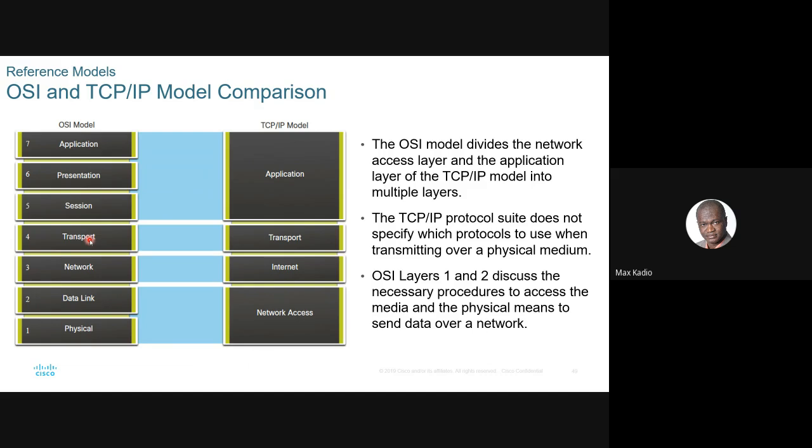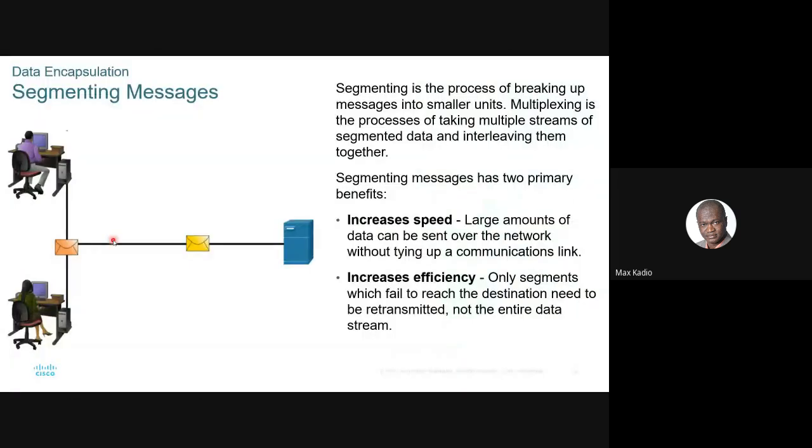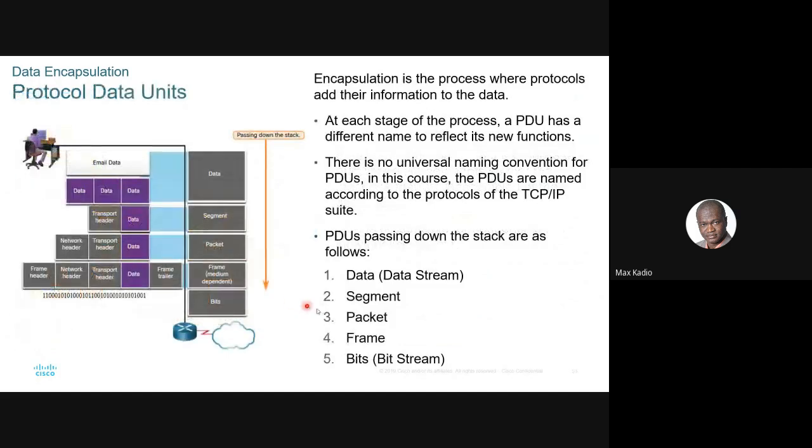When your message reaches the transport layer, we call it the segment. When it reaches the network layer, we call it the packet. When it reaches layer 2, the switch, we call it the frame. And when it reaches layer 1, the cabling is going to divide it into light and 0, 1, 0, 1.